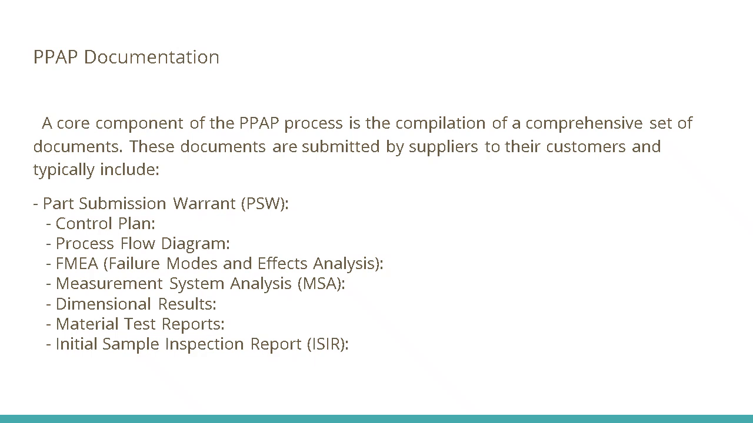So PPAP documentation. The core component of the PPAP process is a comprehensive set of documents. These documents are submitted by the supplier to the customer and typically include: part submission warrant, control plan, process flow diagram, FMEA (failure mode and effects analysis), measurement system analysis, dimensional results, material test report, and initial sample inspection reports.